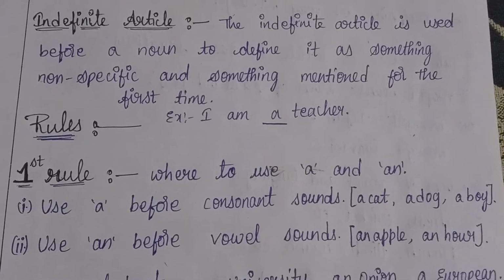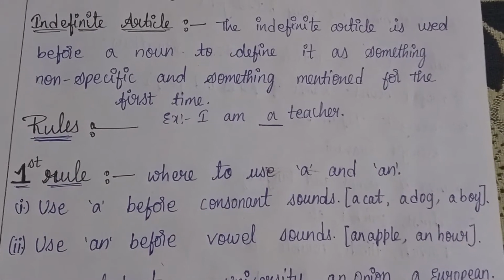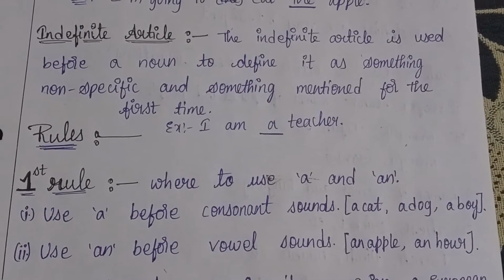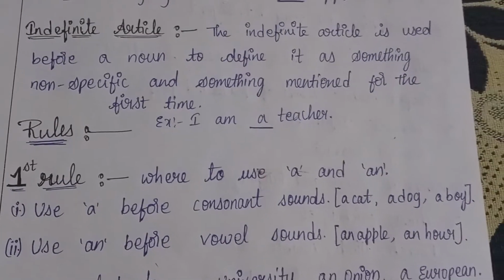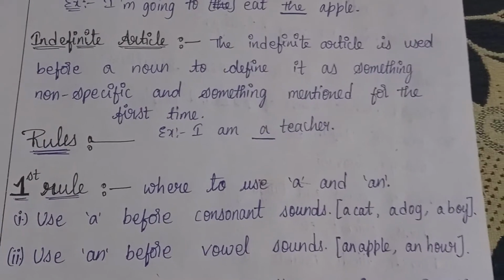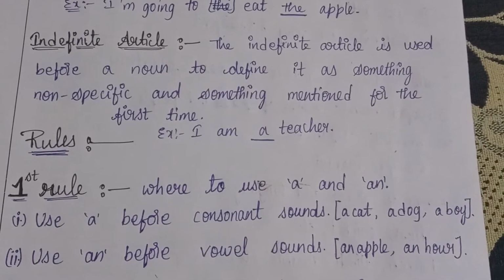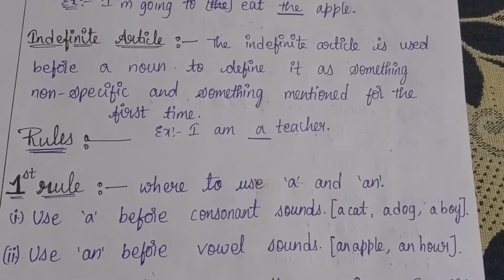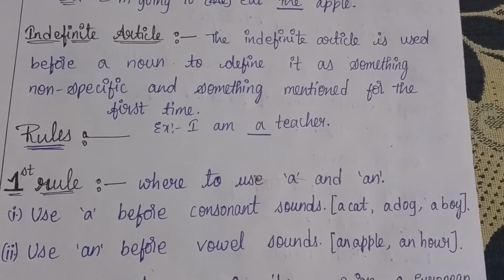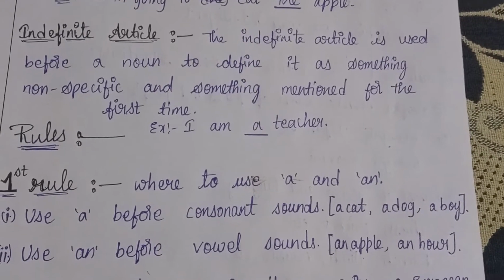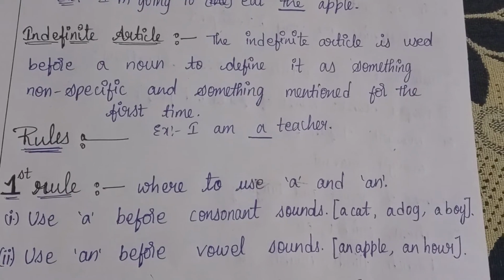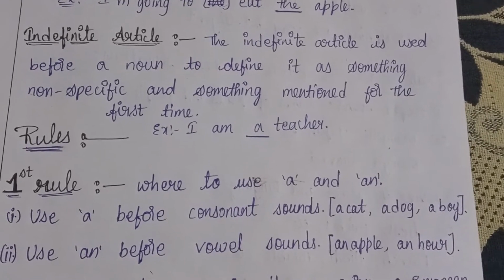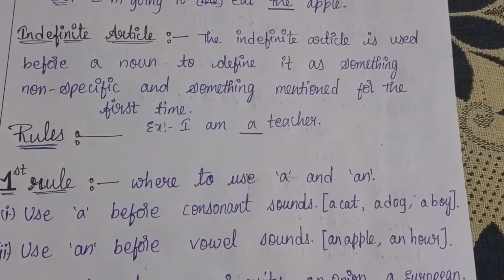For example, cat. Cat starts with the Ka sound, and Ka is a consonant sound. So we should use a cat. And a dog: da is a consonant sound, so we are using a. And a boy: here ba is a consonant sound, so we should use the article a over here. So these are examples of using a before consonant sounds. We should say a cat, a dog, a boy in this way.